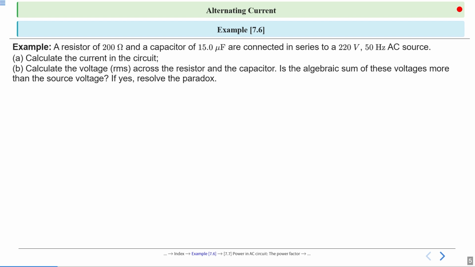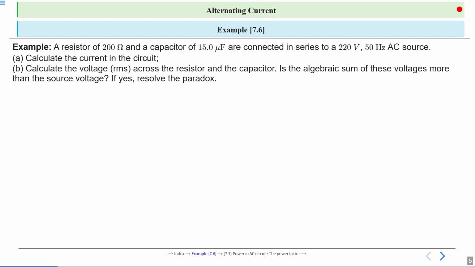Now a resistor of 200 ohm and a capacitor of 15 microfarad are connected in series to a 220 volt, 50 hertz AC source. So what is this 220 volt? This is V RMS, the RMS value of voltage. If it is not mentioned in the question whether it is the maximum value, RMS value or any other value, then by default it is the RMS value. And 50 hertz is the frequency of the AC source.